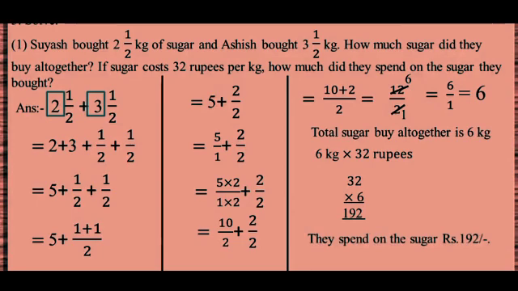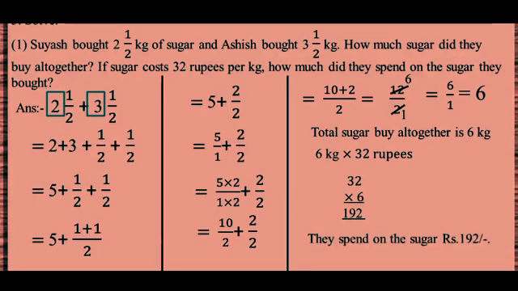First we have to add how much sugar both of them bought altogether. So let us add it. 2 plus 3 plus half plus half. Okay, 1 upon 2 plus 1 upon 2 means half. Okay. 5 plus 1 upon 2 plus 1 upon 2. Then denominator as it is.